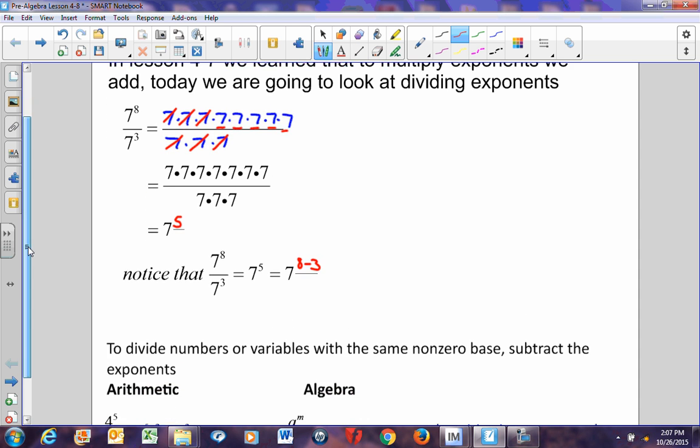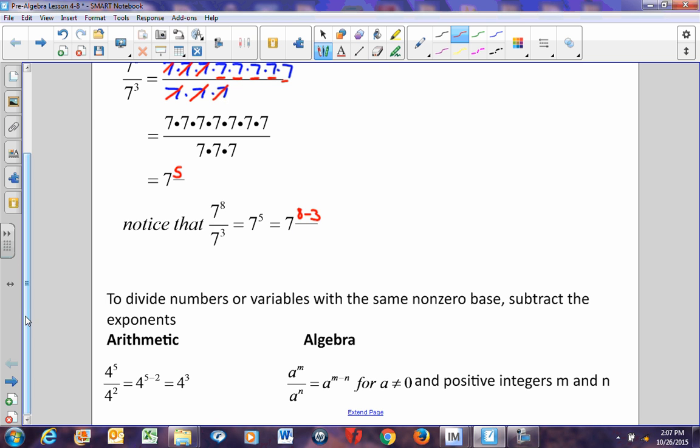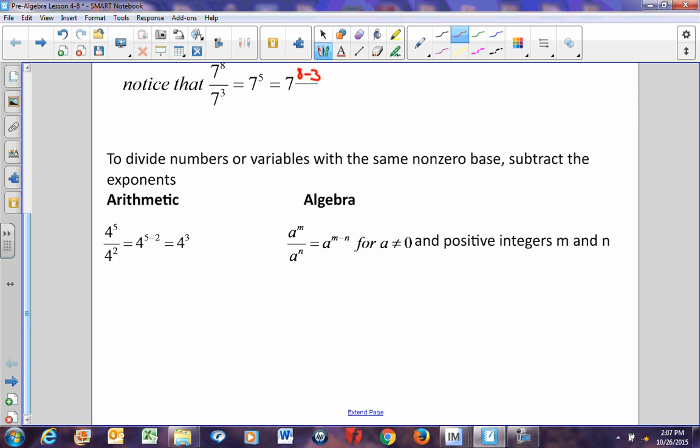So to divide numbers or variables with the same non-zero base, we're going to subtract the exponents. For example, 4 to the 5th divided by 4 to the 2nd becomes 4 to the 5 minus 2, or 4 to the 3rd power. Algebraically, a to the m divided by a to the n becomes a to the m minus n, okay? Where a cannot equal 0 and m and n are positive integers.